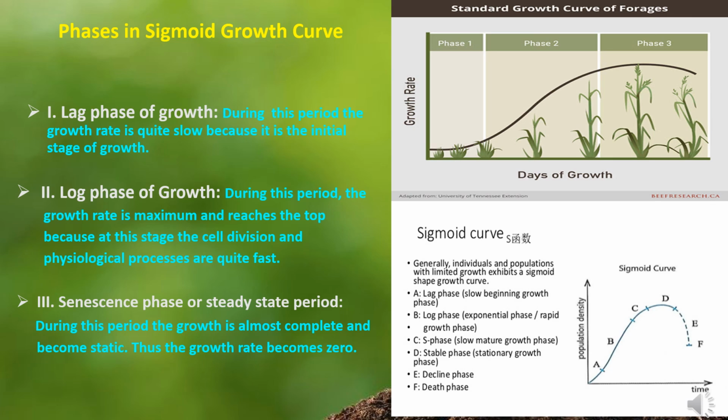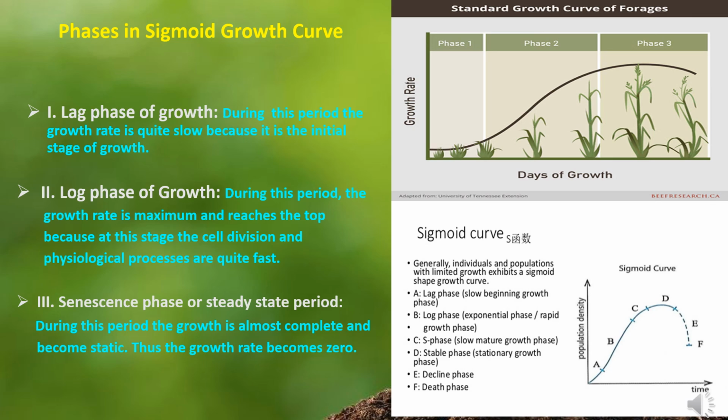Now we will study the phases in the sigmoid growth curve. First phase is the lag phase of growth. In this period, the growth rate is quite slow because it is the initial stage of growth. Second phase is the log phase of growth, also known as the rapid phase. During this period, the growth rate is maximum and reaches the top, because at this stage cell division and physiological processes are quite fast. So in this period there will be rapid growth of plants.